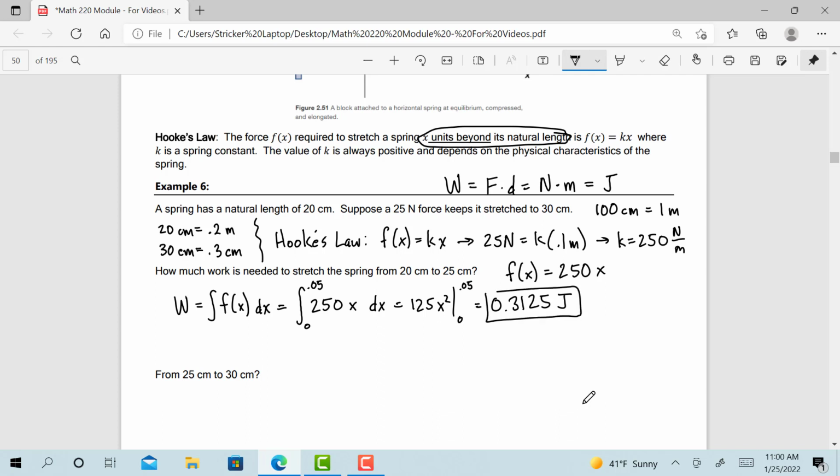Pretty simple, straightforward. If you want to do the second part, it's basically the same idea, but our limits are different. If we're stretching from 25 to 30 centimeters, then our limits are going to go from 0.05 to 0.10. We still have the same function, 250x, and I'll let you do the details on that and finish that problem. But this answer comes out to 0.9375 joules.